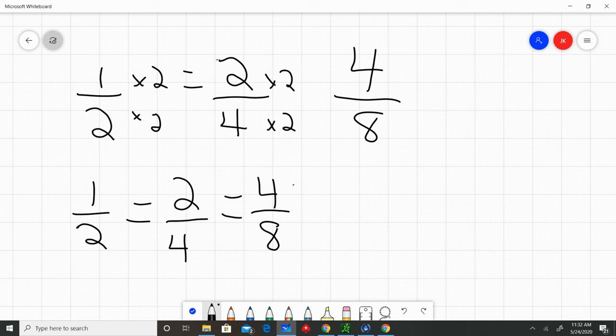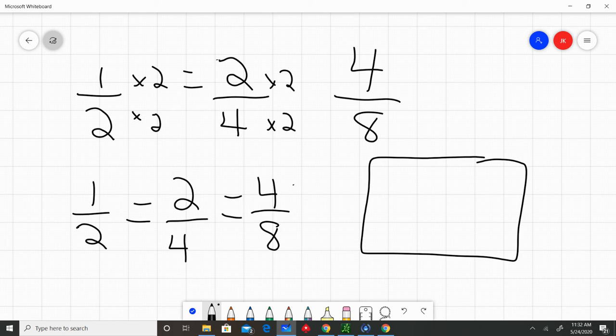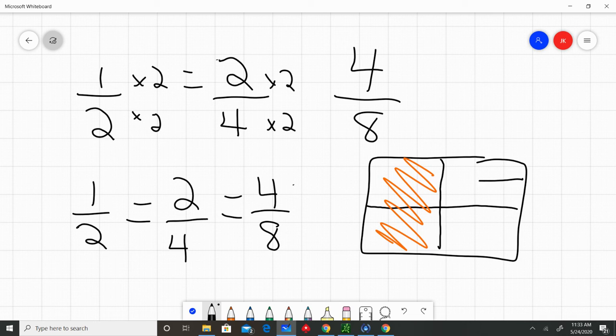They are all equal. And if we draw a model, again, we're not using models for the examples we're doing here, but if we chose to, just to prove our point, here's our 1/2. Here's our 2/4. And here's our 4/8. You'll notice I didn't change anything. I didn't shade anything else in. I just broke them into smaller parts. All right, so I hope this makes sense.